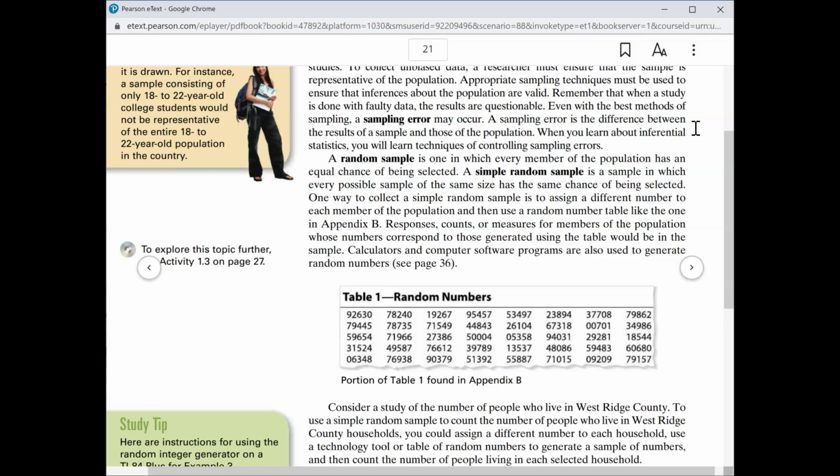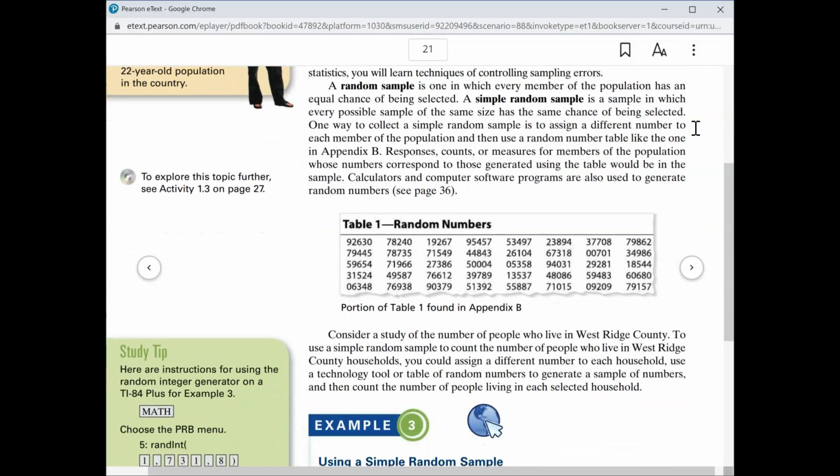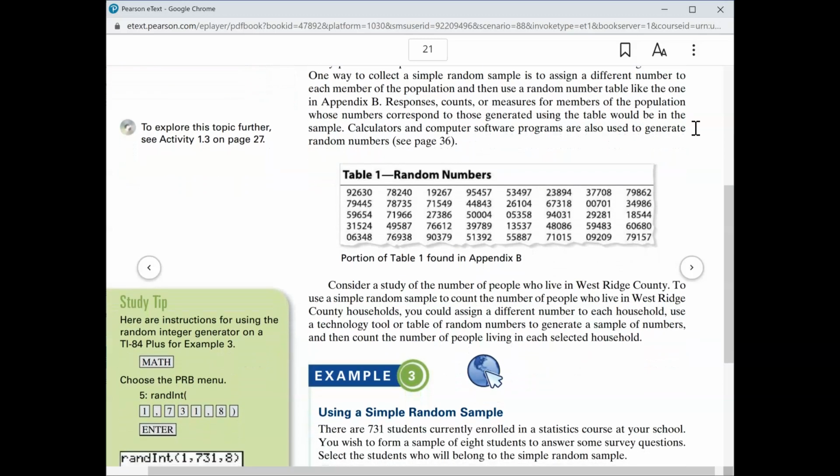Even with the best methods of sampling, a sampling error may occur. A sampling error is the difference between the results of a sample and those of the population. When you learn about inferential statistics, you will learn techniques of controlling sampling errors. A random sample is one in which every member of the population has an equal chance of being selected. A simple random sample is a sample in which every possible sample of the same size has the same chance of being selected. One way to collect a random sample is to assign a different number to each member of the population and then use a random number table like the one in Appendix B.